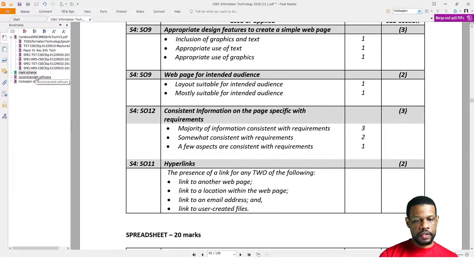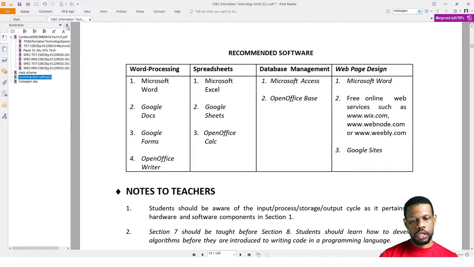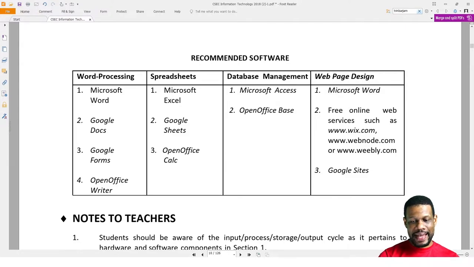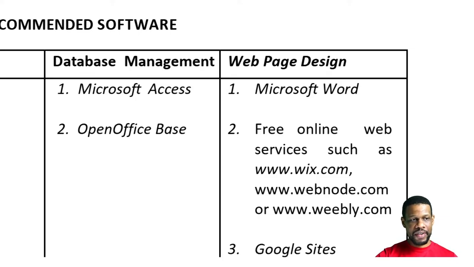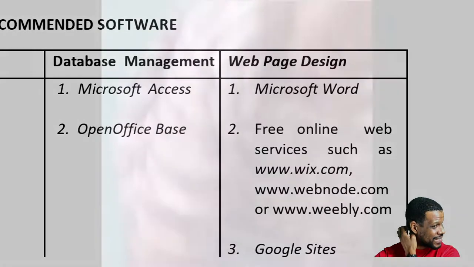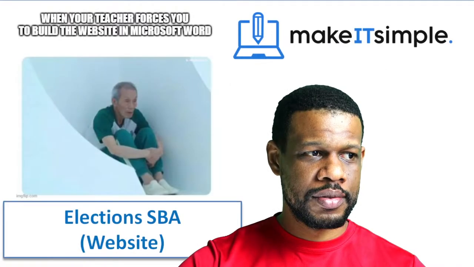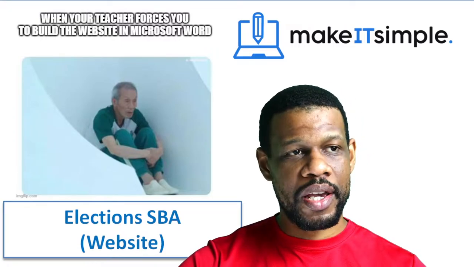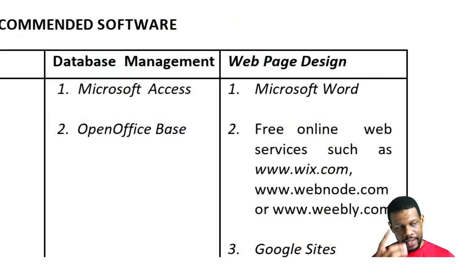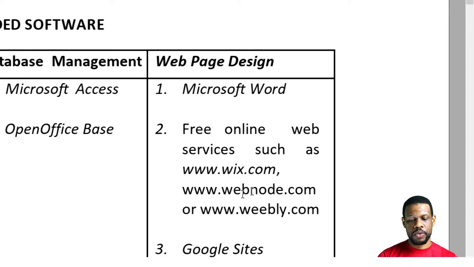What does the syllabus recommend that you could use? Recommended software would be, sadly, they have recommended Microsoft Word. Oh my God. Yeah, like, no. So please don't use Microsoft Word to do your website, please. I beg of you, don't. Right, then you have free online services such as wix.com, webnode.com, weebly.com.